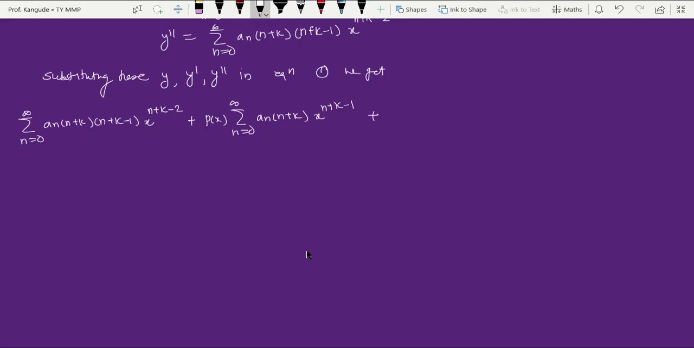And plus last term is q of x into summation over n. This is y dash, and y is this summation n equal to 0 to infinity. Now this is an times x raised to n plus k is equal to 0. This is my equation 3.